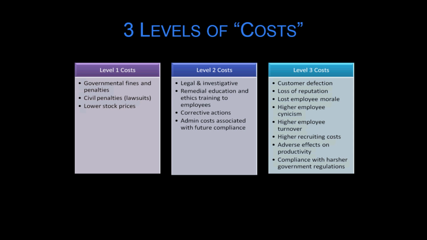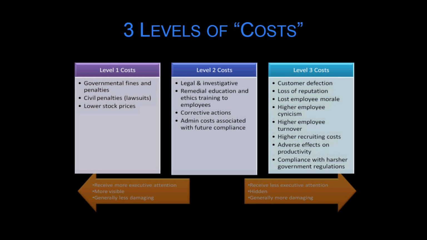Adverse effects on productivity because of people leaving, because of morale, because of cynicism. People are just not going to work that hard. And then the compliance with harsher government regulations because of the problems that the behavior caused. Level 1 costs receive a lot more executive attention because they're more visible and generally they're less damaging. Whereas the level 3 costs are generally hidden, they receive almost no attention and are very damaging to the company. And that's pretty much the end of chapter 9.